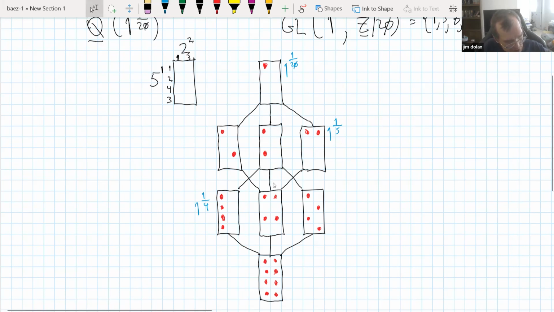And let's see. Over here are the other 2 quadratic extensions. One of them is generated by 5 to the 1/2. And the other one is generated by -5 to the 1/2. So the one that's generated by 5 to the 1/2, that's the very busy one.